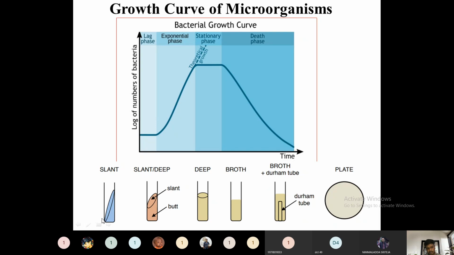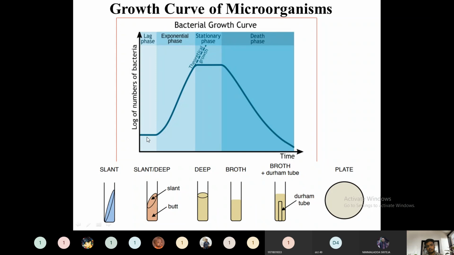Out of these, whenever the slant angle is given, the surface area will be very high for the microorganisms to grow. Whenever the bacteria is transferred from the slant culture to a known volume of liquid medium, the population undergoes a characteristic sequence in its rate. So it increases the number of cells. Here the y-axis is plotted as log of number of bacteria. The number of bacteria is plotted against the time. So this is a simple 2D graph.